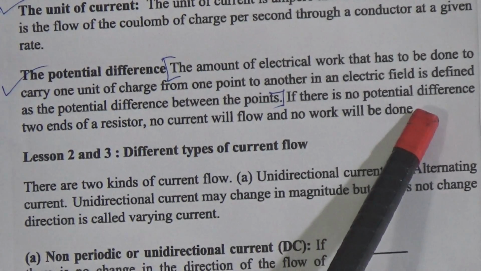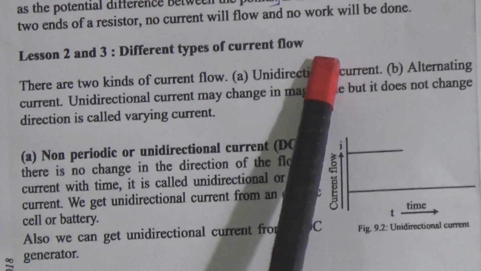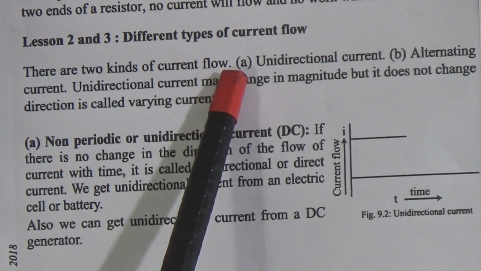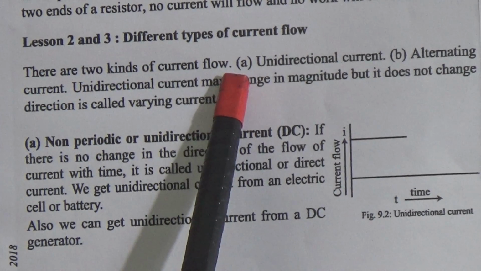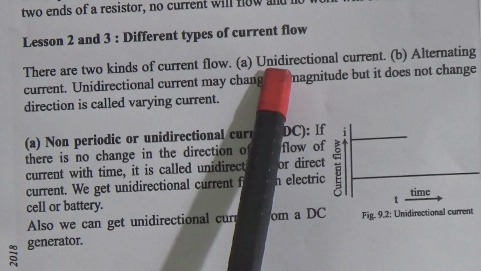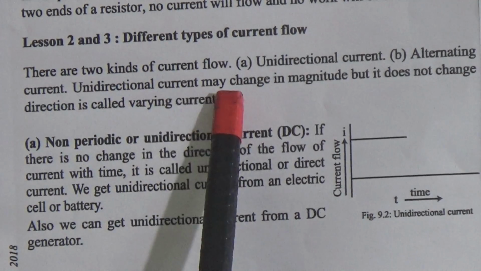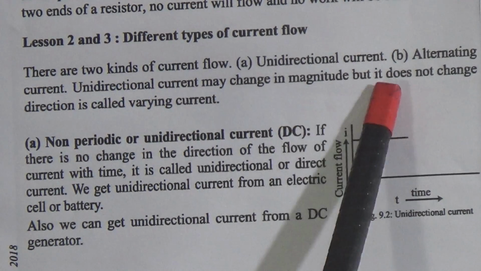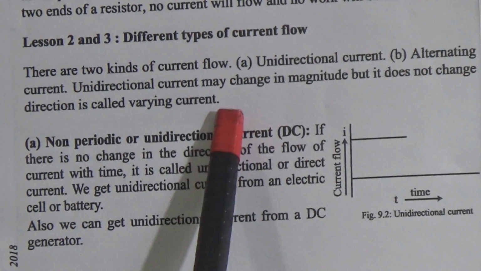Now come to lesson 2 and 3, types of current flow. There are only 2 kinds of current flow, which we already learned about when we discussed the first part of the chapter: unidirectional current and alternating current. Unidirectional current, or direct current, may change in magnitude but does not change direction; this is called varying current.